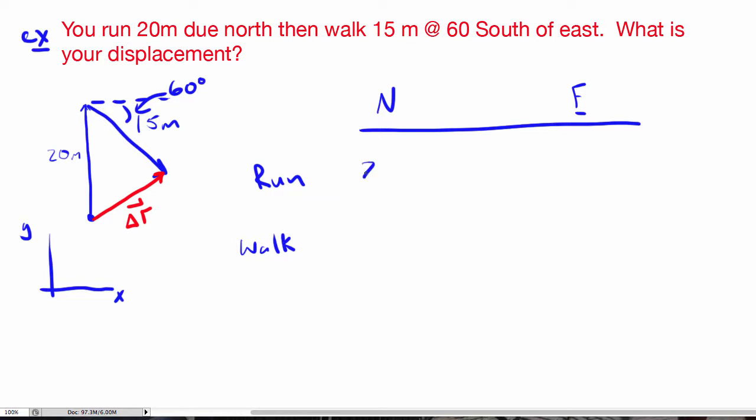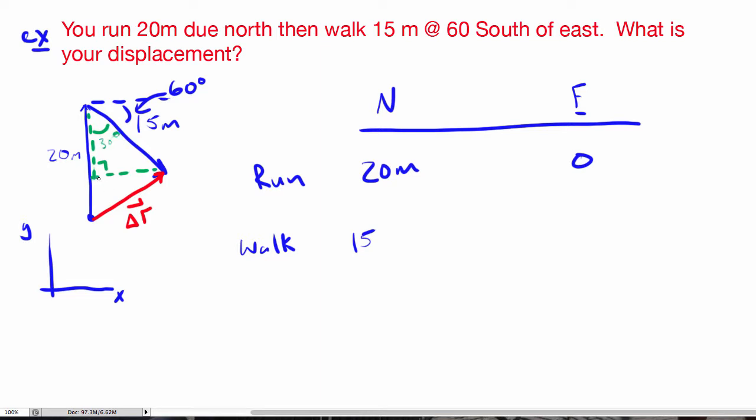So we start off by running 20 meters, and we do that straight north. So there's no breaking anything up into components here. The east component of my run vector is 0. So that's really easy. Now if we look at my walking vector, I go 15 meters, but I don't do so either north or east. I go in between. So I need to break this vector up into its components. And the components I'm looking at are the sides of this right triangle right here. This is the x component of the walking vector, and this is the y component of the walking vector. So the x component is going to be the side that is opposite to this angle, and this angle is 90 minus 60, or 30 degrees.